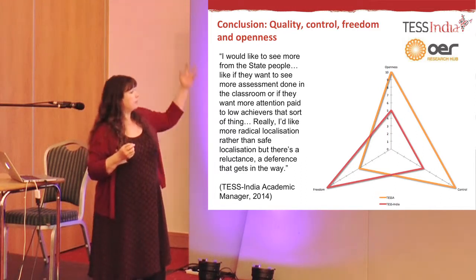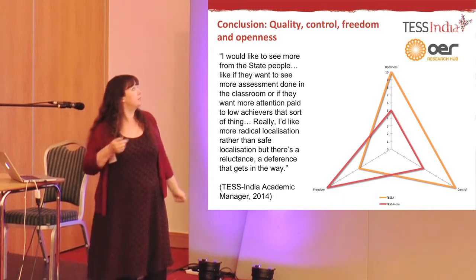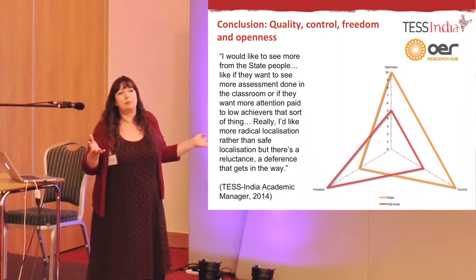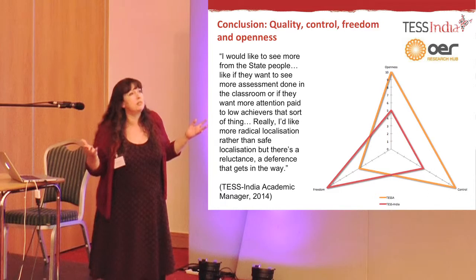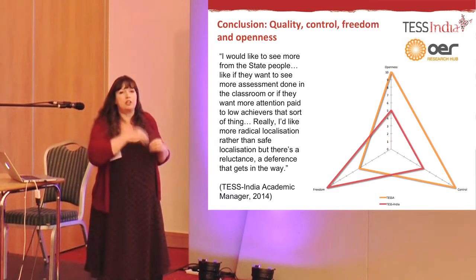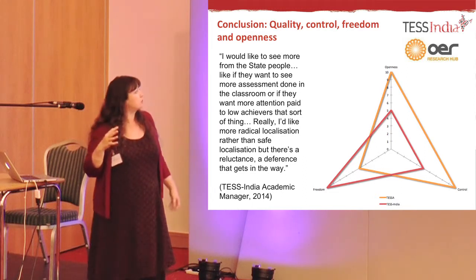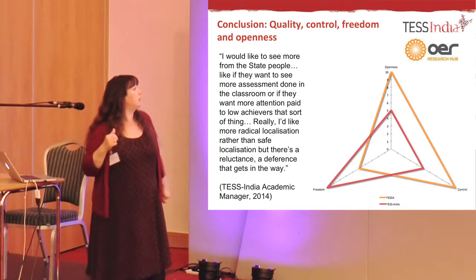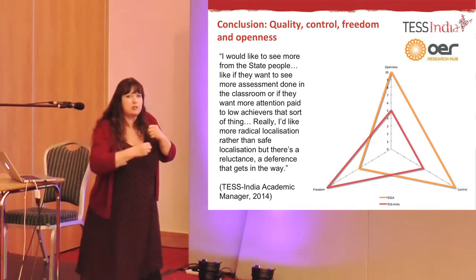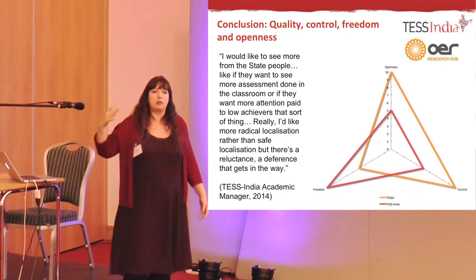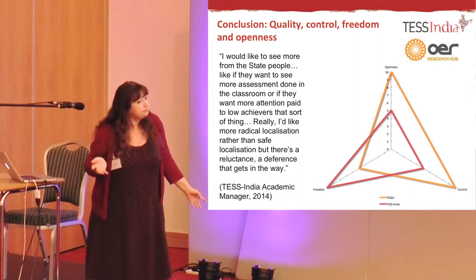The TESS-India academic manager acknowledged that she would have liked to have seen more from the state people and localizers. She gave an example of things that they could have put in there. If they wanted to see more assessment done in the classroom or more attention paid to low achievers, that could have been incorporated in the adaptation of the resources. So she wanted more radical localization rather than safe localization. And again, she points to this reluctance, this deference to do with a hierarchical ownership of knowledge that has got in the way of this.